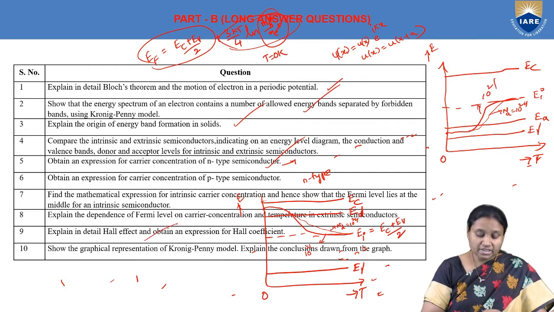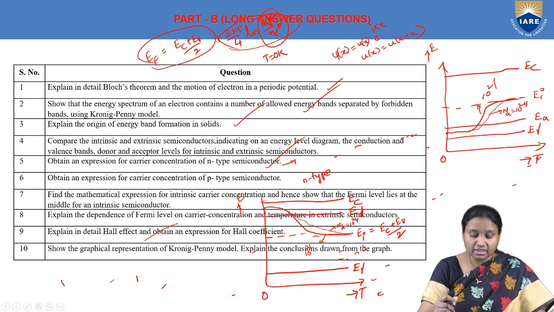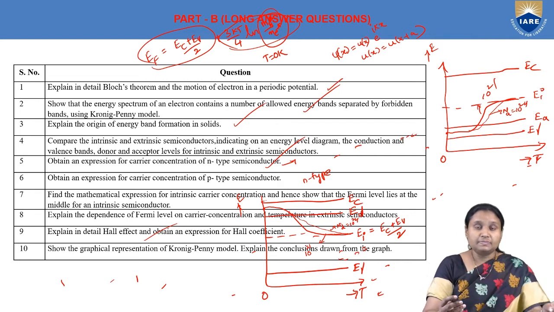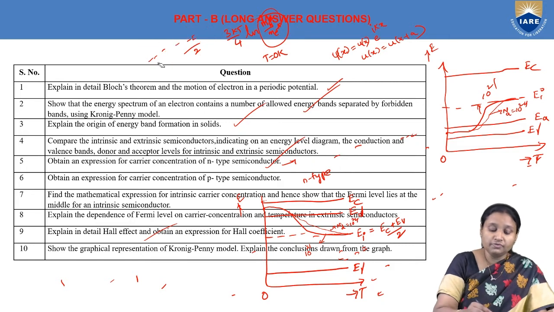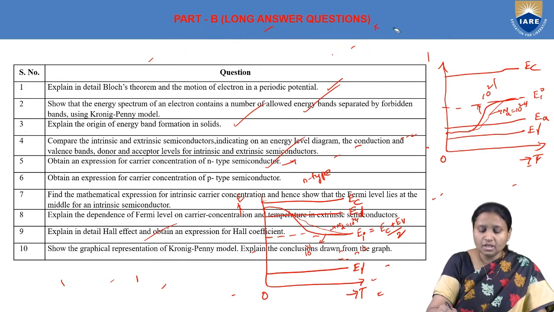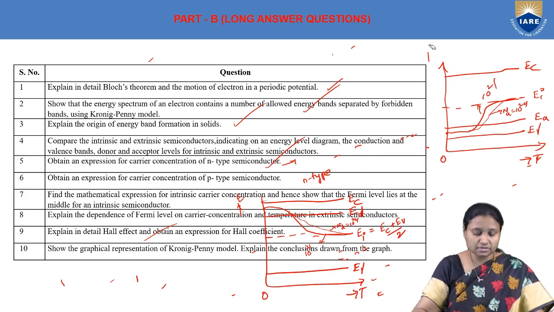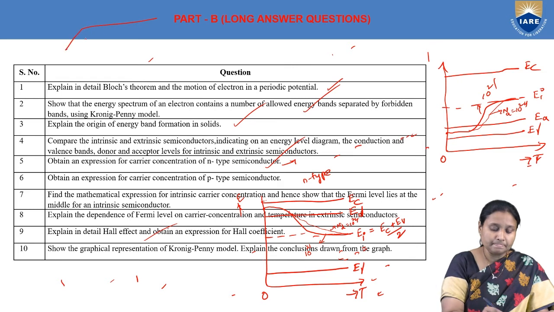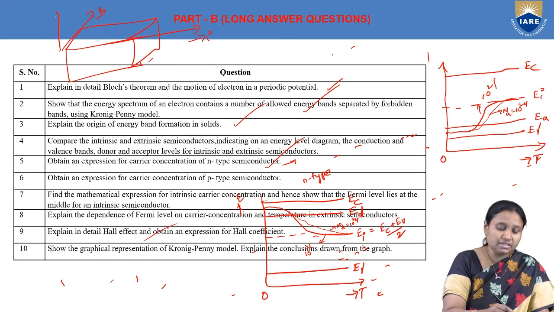So now Hall effect, already I have explained about Hall effect, and we have to obtain expression for Hall coefficient. So in order to get expression for Hall coefficient, what we are going to do, of course when we are talking about Hall effect, we'll take a piece of semiconductor and we'll apply current in this direction, magnetic field in this direction, along the z direction we have separation of charges.